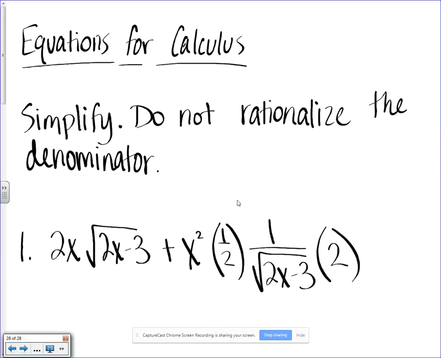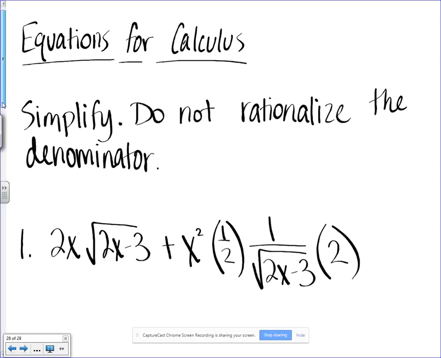So, your first question here says, simplify, but do not rationalize the denominator. So remember what rationalizing the denominator means. That means you are getting rid of the radical in the denominator, and I'm asking you not to do that today. So let's go ahead and simplify this thing.